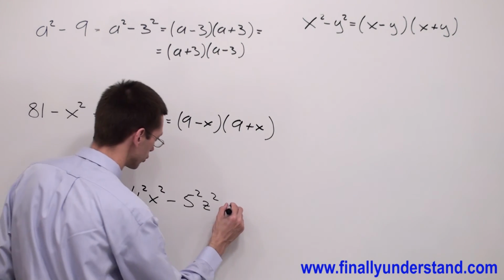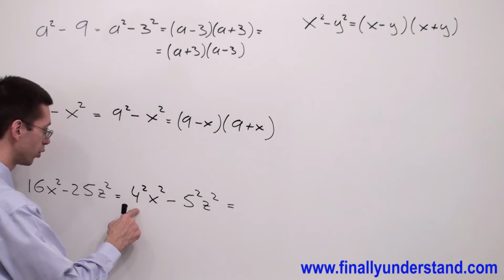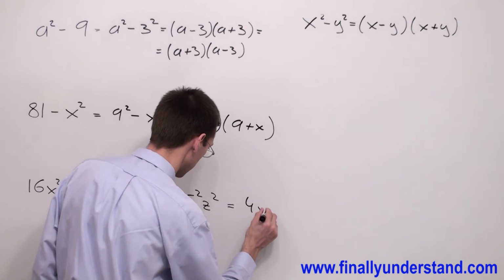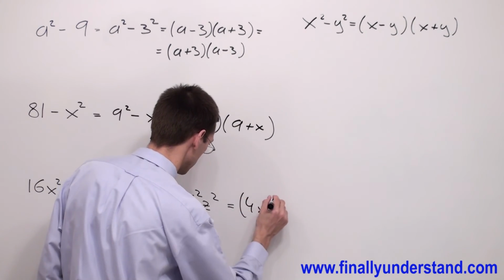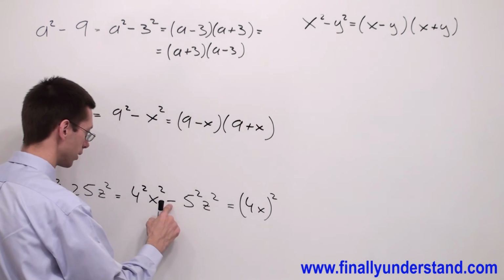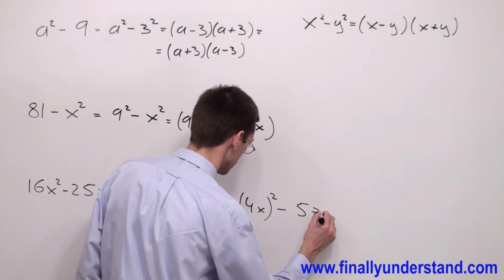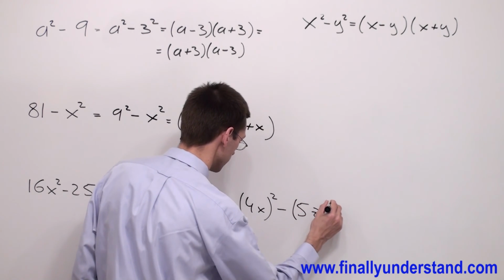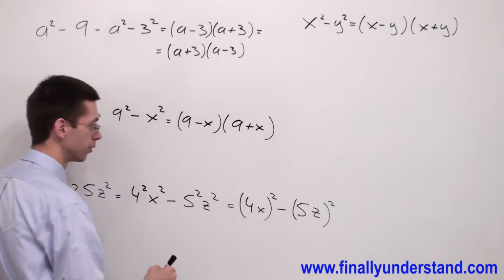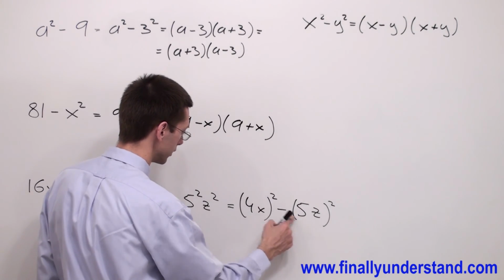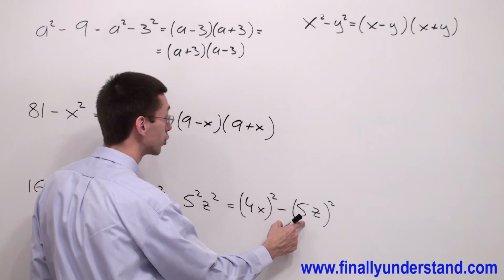Next, I'm supposed to use the properties of exponents. I can rewrite the first term as 4x to the second power, minus 5z to the second power. Please realize that we got the difference of two squares.